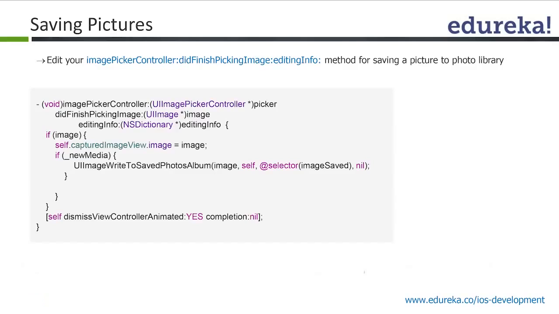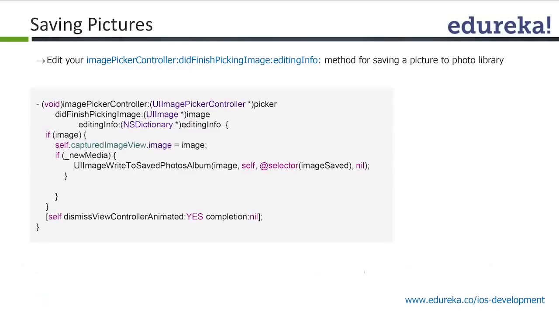This method is a C type of method, and it will take the image you want to save, and a selector, nothing but a method that should be called whenever the saving is complete or you have got an error. So failure or success will be managed by this method, image saved. Inside your didFinishPickingImage, you are going to write these two lines of code to save to the photos album. So you have an if condition.